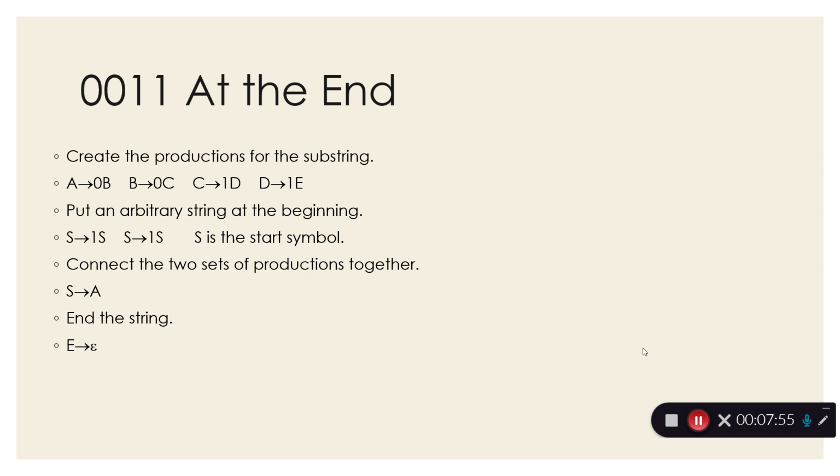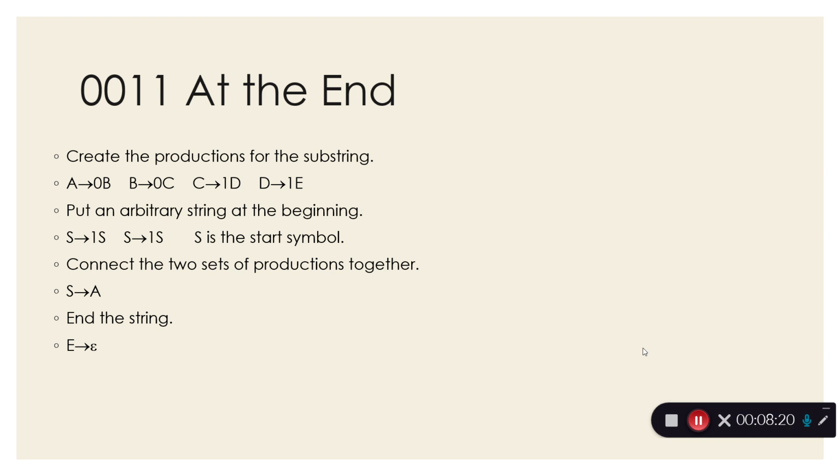All right, so now we're talking about a substring at the end of a string, and we want 0011 at the end. So we create the productions for the substring. A goes to 0B, B goes to 0C, C goes to 1D, D goes to 1E. I put an arbitrary string at the beginning. I'm going to do this as an independent thing.